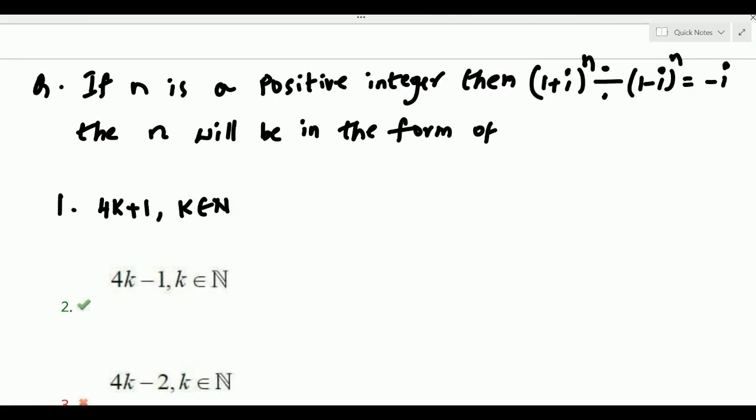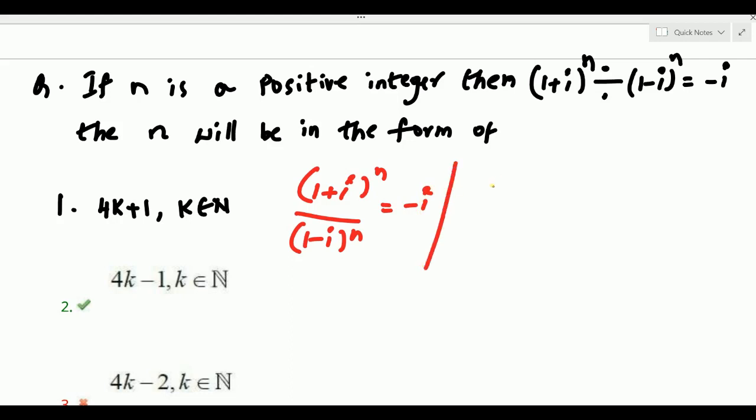Yes, what is given? If n is a positive integer, then (1 plus i) whole power n divided by (1 minus i) whole power n is equal to minus i, then n will be in the form of what? They asked in which formula n will be. For this, simply, first, what should we do? (1 plus i) whole power n divided by (1 minus i) whole power n is equal to minus i, we have to verify.